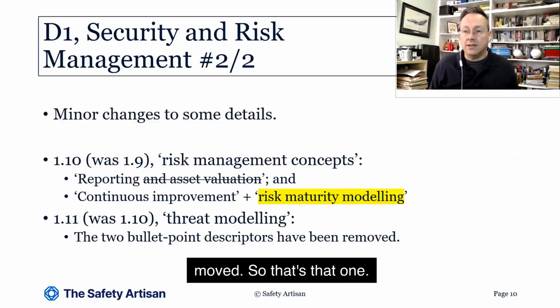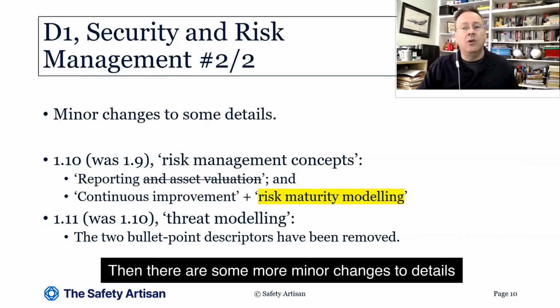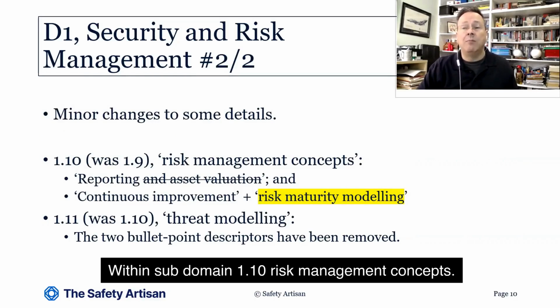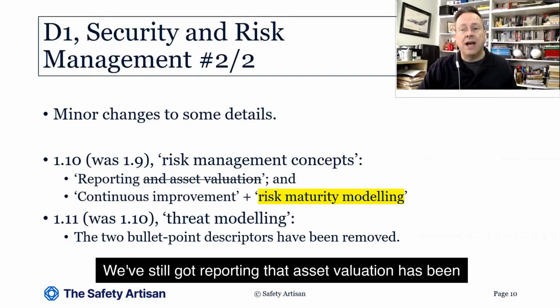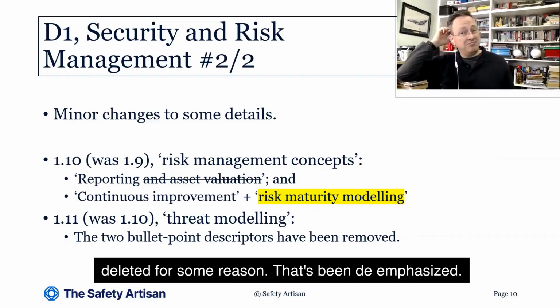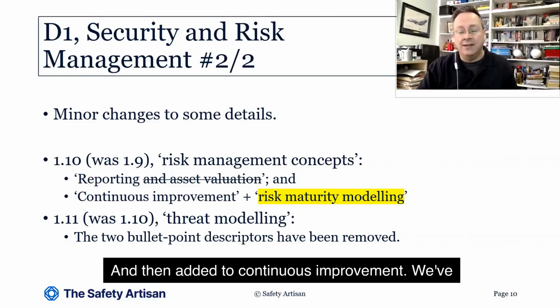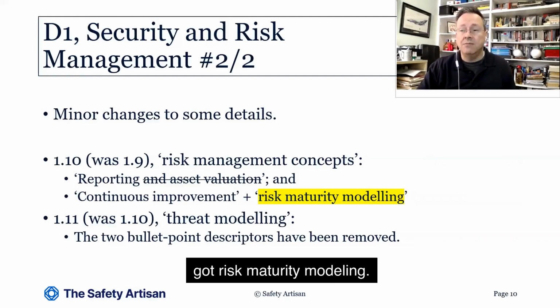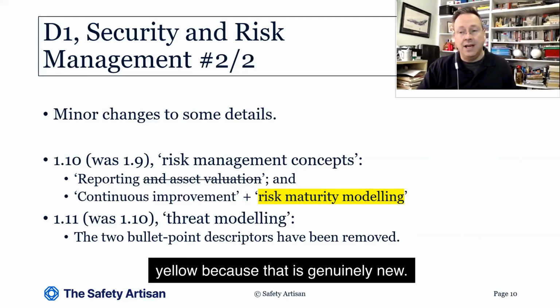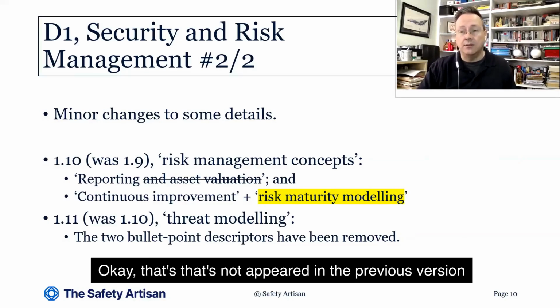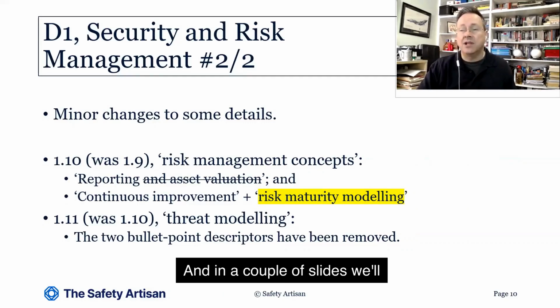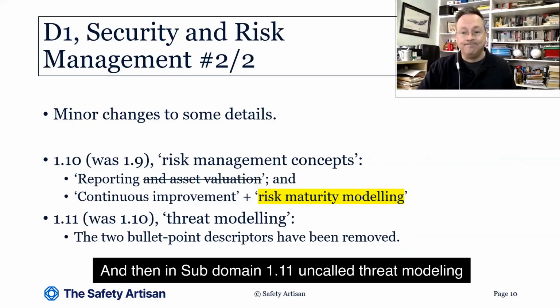So that's that one. Then there are some more minor changes to details within subdomain 1.10, risk management concepts. We've still got reporting, but asset valuation has been deleted for some reason. That's being de-emphasized. And then added to continuous improvement, we've got risk maturity modeling. Now, I've highlighted that in yellow because that is genuinely new. That's not appeared in the previous version of the syllabus. And in a couple of slides, we'll look at that in a bit more detail.